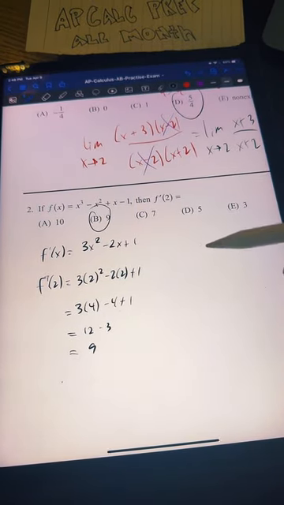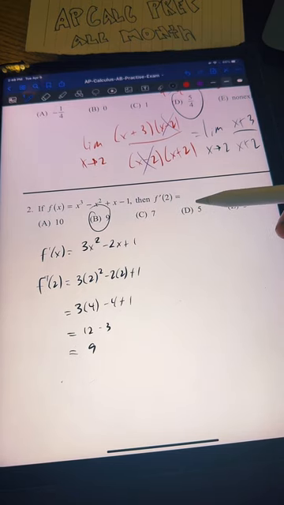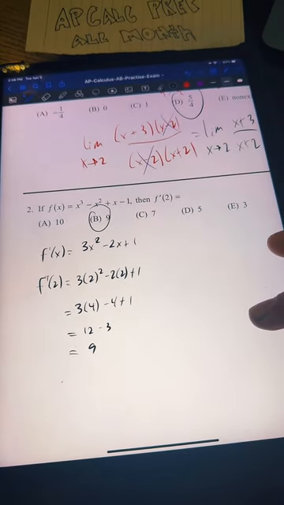Yes. And I even checked the answer key. So the answer is going to be B. So watch your math here. Okay. It sucks because if you do get an answer of 5, you're going to think, okay, that's the correct answer and you're good to go. But there's a possibility that that's not the correct answer.